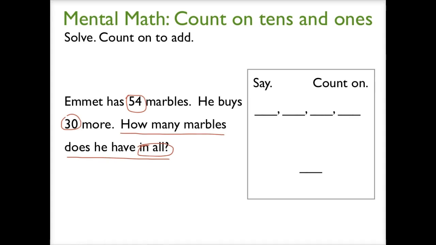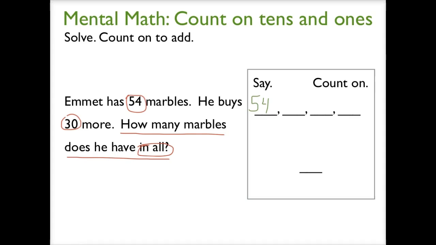Now let's solve by counting on tens. If he starts at 54, count on by 10. What would be the next number? And continue counting on. Again, we're trying to get you to do this mentally, mental math. And there's always more than one way to solve the problem.